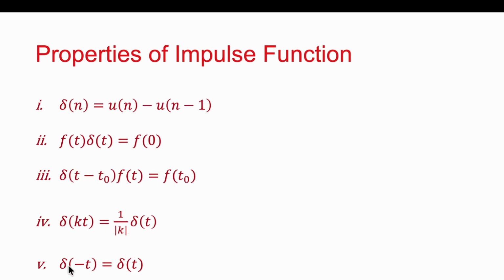Del of minus t is equal to del of t. It shows that the unit impulse signal is an even signal. So this is very important. If someone asks you what the reflected version of the impulse signal is, you can straightforwardly say that it is the same, del of t, because it is an even function. So I hope that you understand this unit impulse signal.